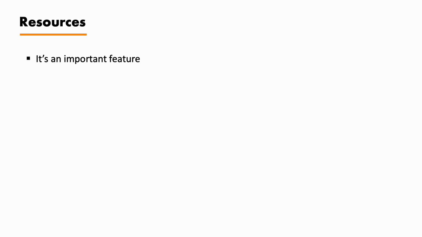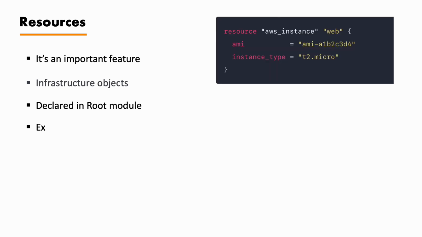Resources. Again, it's an important feature. Resources are nothing but an infrastructure object. For example, if you have an EC2 machine or a database or a VPC, all of them become a resource for you in the Terraform language. It is declared in the root module. Example, here you can see we are creating one instance. The resource is the reserved keyword, and AWS instance is the identifier for which resource we are creating, and web is the custom name that we have defined, and the remaining are arguments.